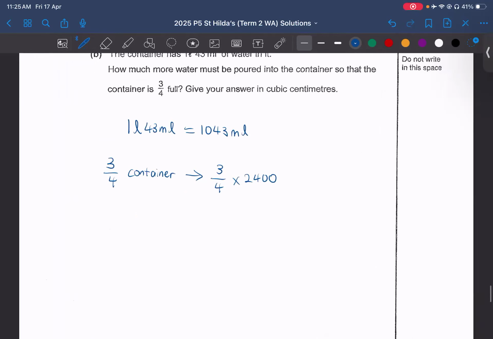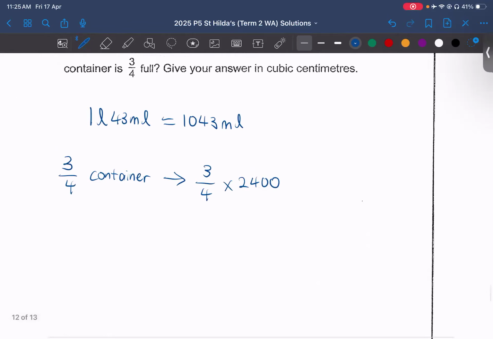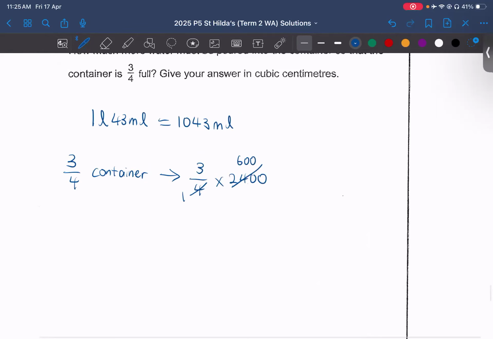Okay, so you can press this in your calculator, or you can see that actually the denominator of the fraction and the whole number you can cancel. So in this case, if you were to do the cancellation, 4 will become 1, and then since 2,400 is a multiple of 4, this will be 600, and you'll get 3 over 1 times 600, which gives you 1,800 milliliters.